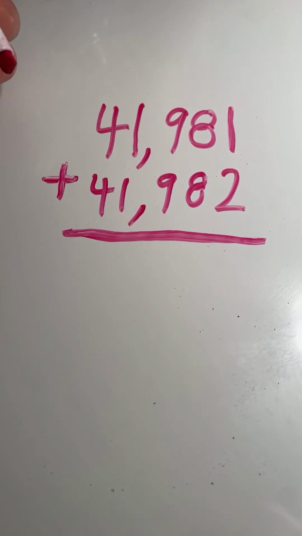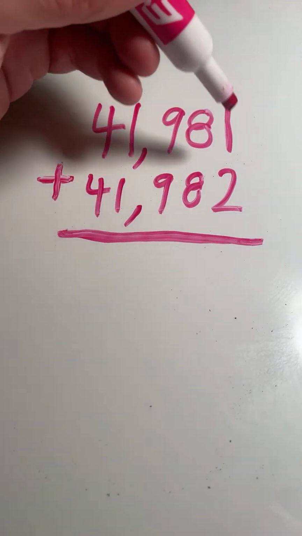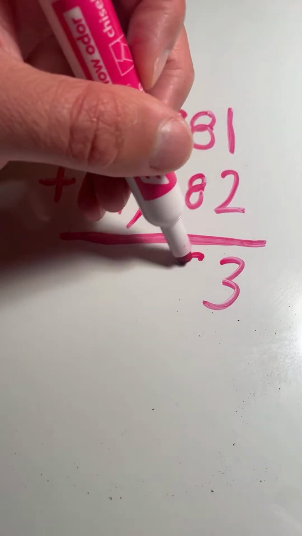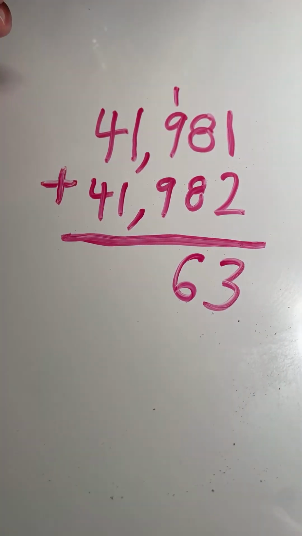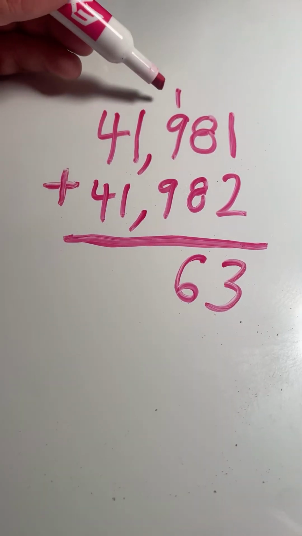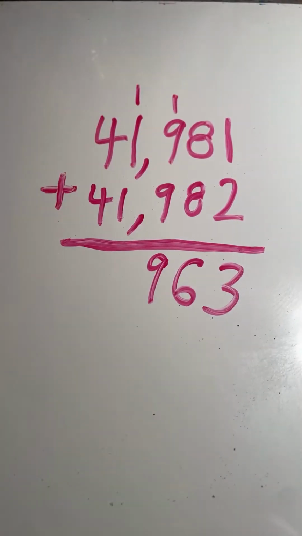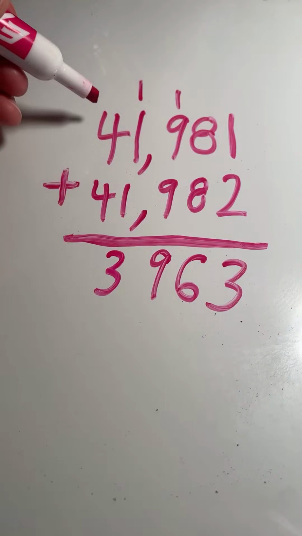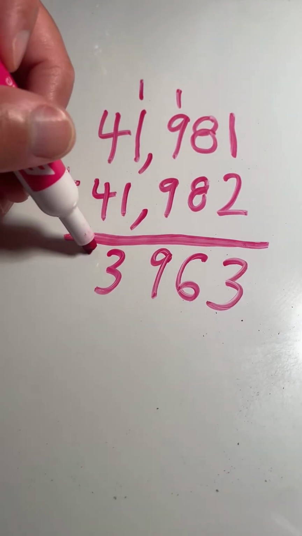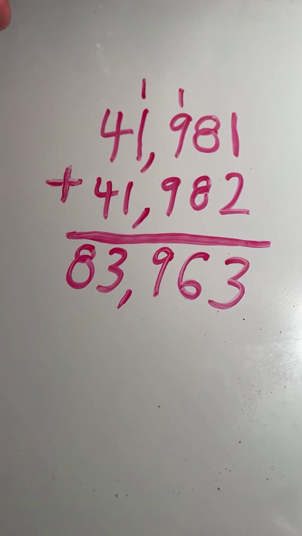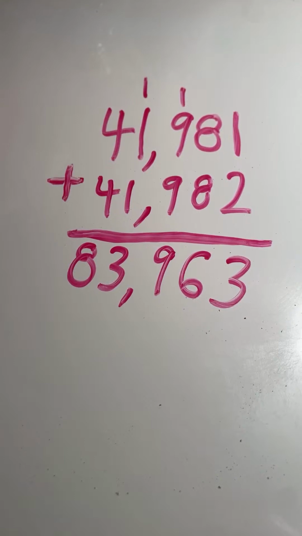All right, 41,981 plus 41,982. So, starting in the ones place, 1 plus 2 equals 3. 8 plus 8 equals 16. 6, carry the 1. 9 plus 9 equals 18. Plus 1 equals 19. 9, carry the 1. 1 plus 1 plus 1 equals 3. 4 plus 4 equals 8. And we have our final answer. 41,981 plus 41,982 equals 83,963.